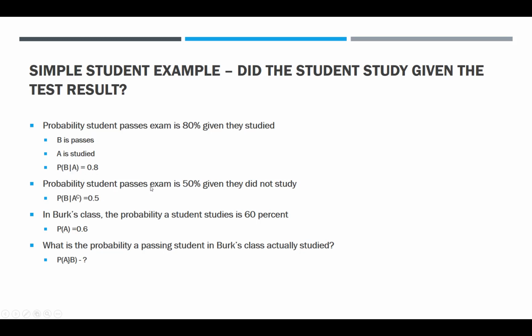The probability the student passes the exam is 50% given they did not study. The way we denote that is the probability of B, that they passed, given that they did not study, in other words, given the complement of A, A complement. So that's 50%. In my class, the probability a student studies is 60%. So that's just a simple probability of A, and that is 60%. And then this is what we want to know. What is the probability a passing student in Burke's class actually studied?